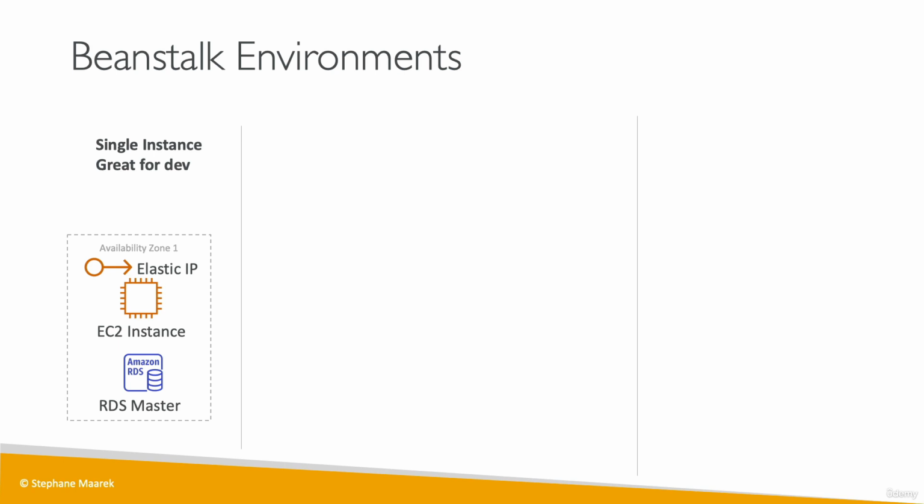Finally, you can set up an Amazon RDS database through Beanstalk for having your EC2 instance communicate with a database layer if it needs to. And that RDS instance is going to be obviously set up in only one AZ. So these single instance deployments are great for development environments because you can quickly show your application and it's going to be very cost effective.